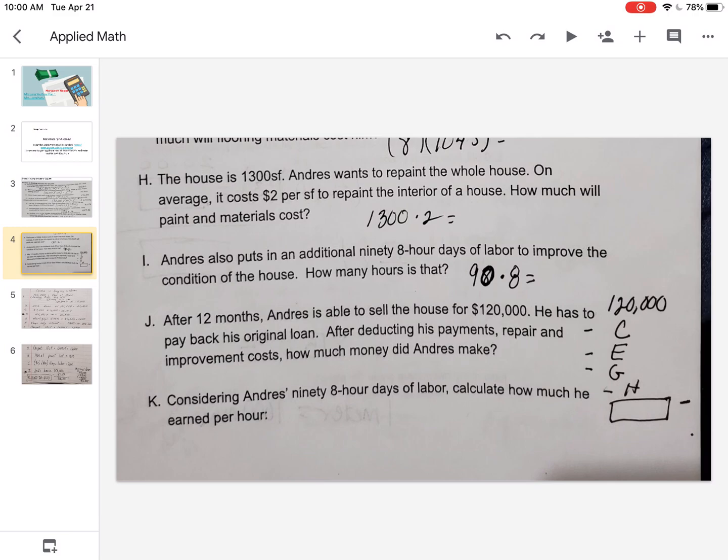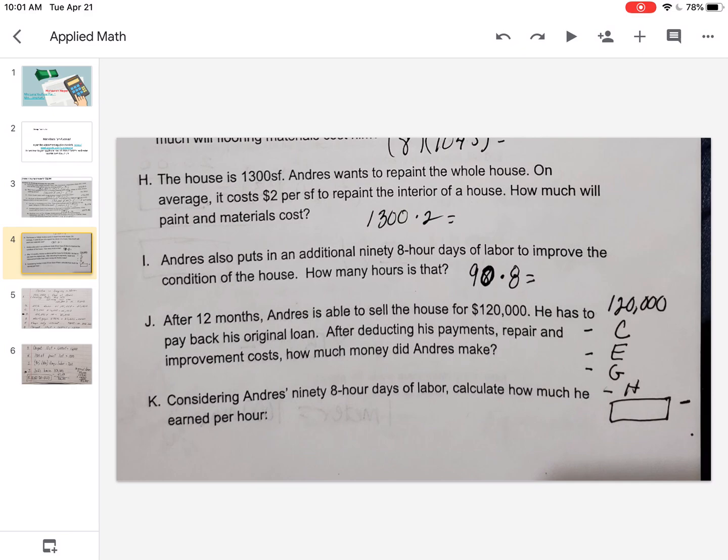So the house is 1,300 square feet. Andre wants to repaint the whole house. On average, it costs $2 per square foot to repaint the interior of a house. How much are the paint materials? So you have 1,300 times 2. That one's not too hard. He puts in 90 eight-hour days. How many hours is that? It's 90 times 8.